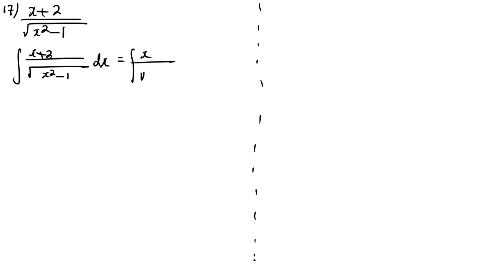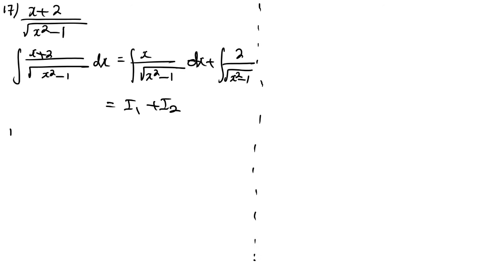See the next question, x plus 2 divided by square root of x square minus 1. So consider this question. Integration of x plus 2 divided by square root of x square minus 1 into dx. It's equal to integration of x divided by square root of x square minus 1 into dx plus integration of 2 divided by square root of x square minus 1 into dx. Okay, then here see, two terms are there, right? I am writing it as I1 plus I2.